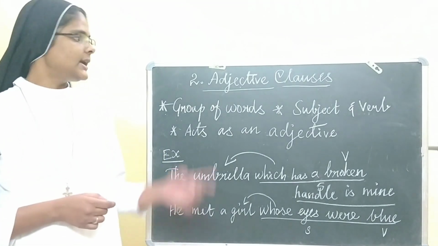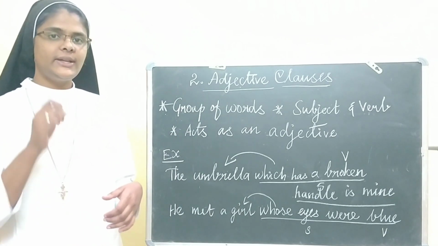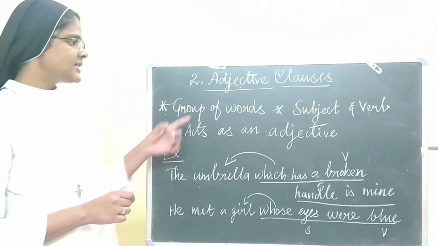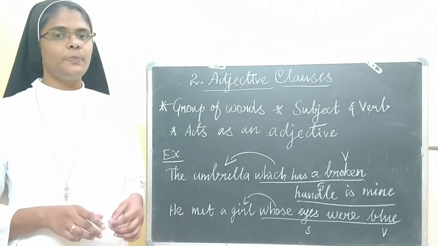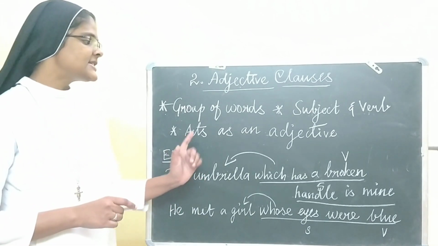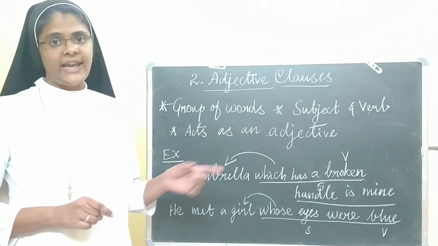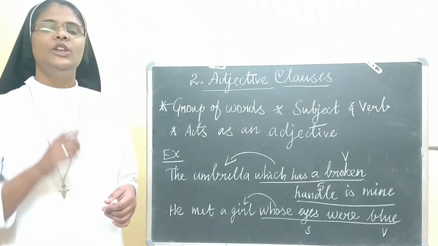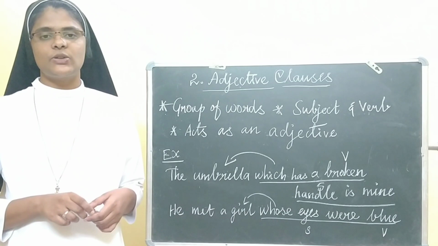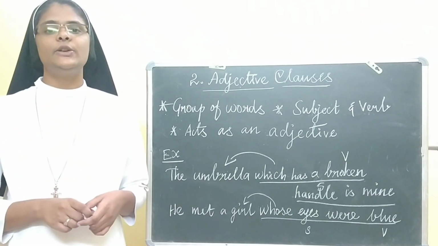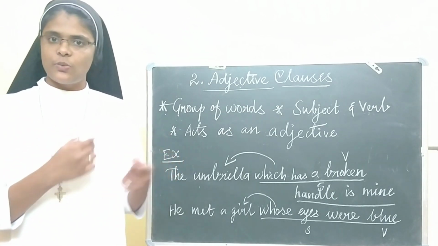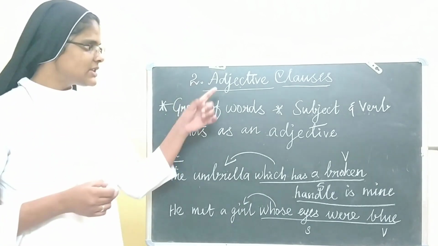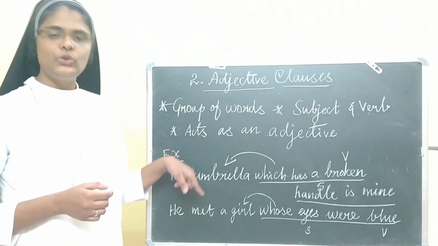Now let us see adjective clauses. What are adjective clauses? Adjective clauses are a group of words, subject and verb combination, that act as an adjective. Normally, what do we call an adjective? What does an adjective do? An adjective describes a noun. That is what an adjective does, and here also it has to do the same.